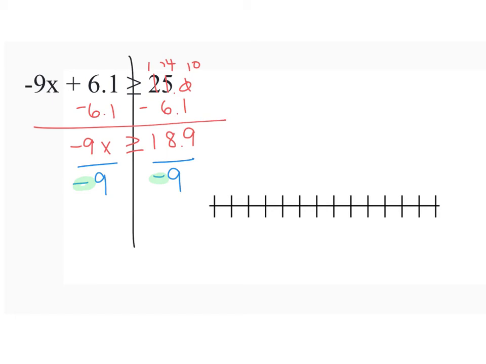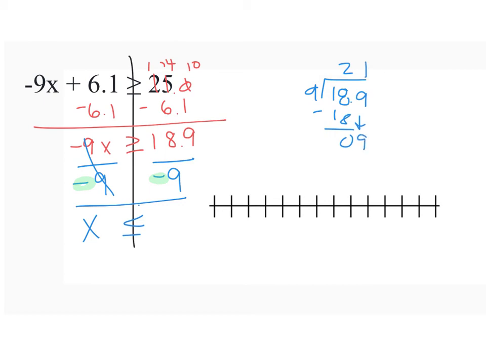So I know that my sign is going to have to flip. It's going to go from a greater than or equal to sign to now a less than or equal to sign. I'm going to have an x on my left-hand side because those 9s are going to cancel out. And then I just need to figure out how many times negative 9 goes into 18.9. So 9 goes into 18 2 times. Bring down my 9, and then 9 goes into 9 one time. So I get 2 and 1/10, and it is negative.